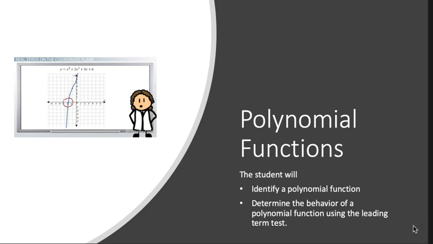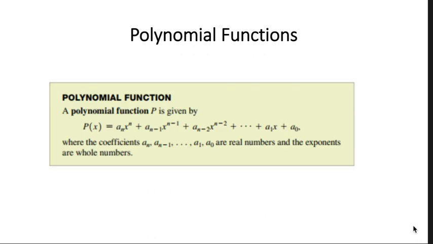So the first thing we want to do is talk about a polynomial function. Don't get freaked out by this, but this is the definition of a polynomial function. I know you look at this equation and think, this is what I hate about math. But don't get upset. All this is saying is that a polynomial function is going to have exponents that are whole numbers and the coefficients are real numbers.